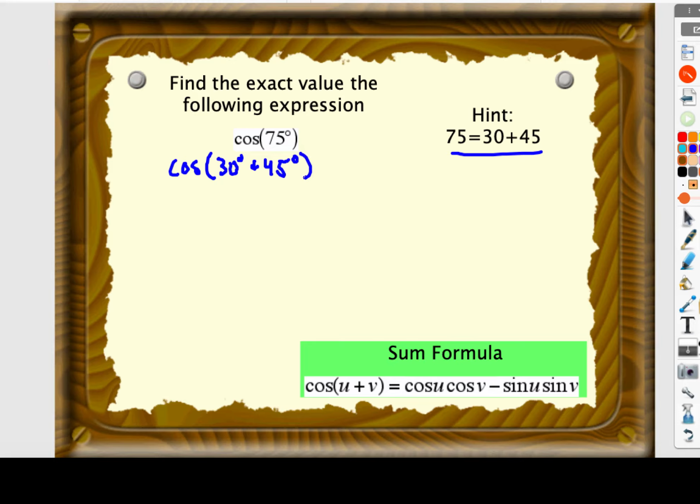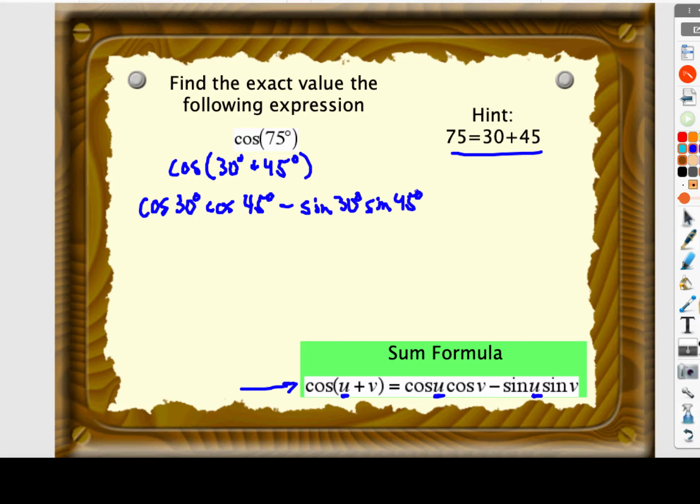And in that case, the cosine of two angles added together, such as down here at the bottom, is the same thing as the cosine of the first angle. Notice where u is in our formula here. Cosine of u and sine of u. So we can say the cosine of 30 degrees, which we can definitely find, then notice it says times the cosine of v, so the cosine of the second angle, minus the sine of the first angle times the sine of the second angle.